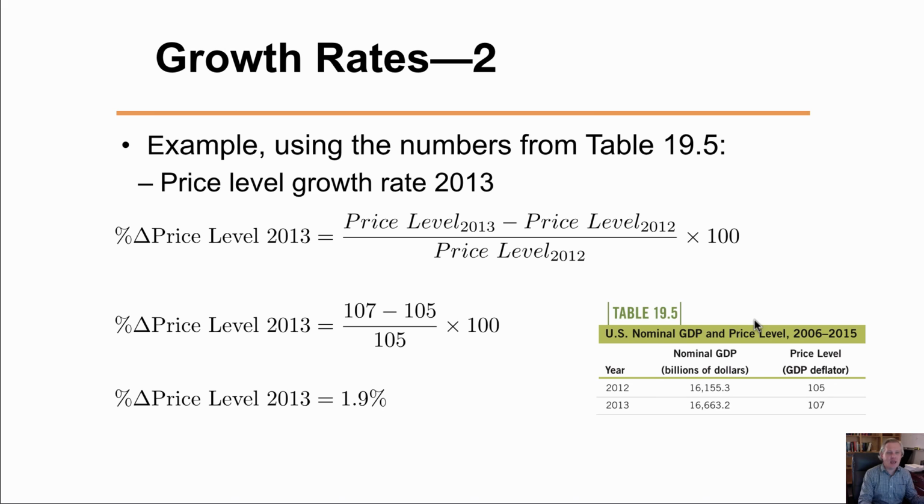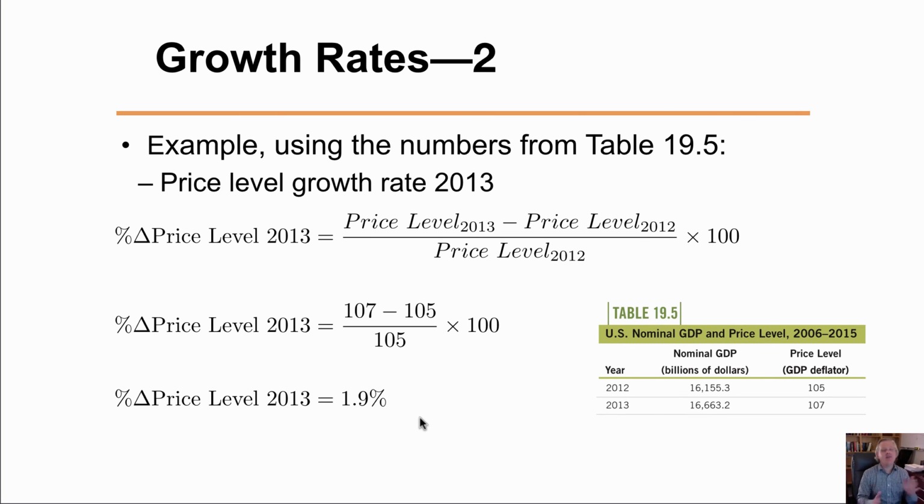Again, let me show you a quick example using this table 19.5. I'm going to do from 2012 to 2013. So the price level in 2013 is my second value minus the price level in 2012, my first value, divided by the price level in 2012 times 100. So we get 107 minus 105 right here divided by 105 times 100. So the percent change in the price level in 2013 was 1.9%. So that's how you calculate those growth rates.